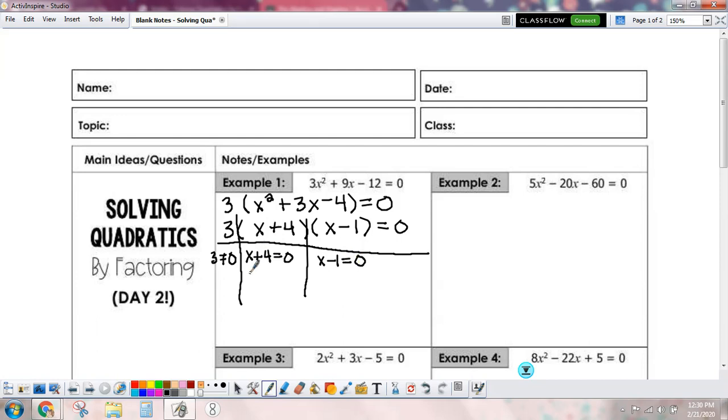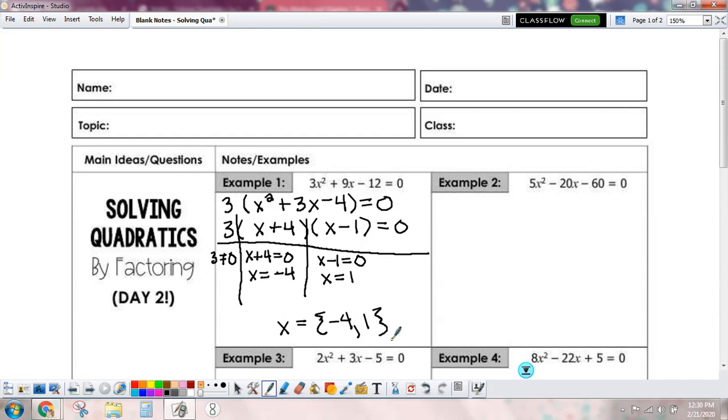Okay, so we're going to go ahead and subtract 4, so we should get a negative 4 here, and we should get a positive 1 here. So my solution is negative 4 and 1.